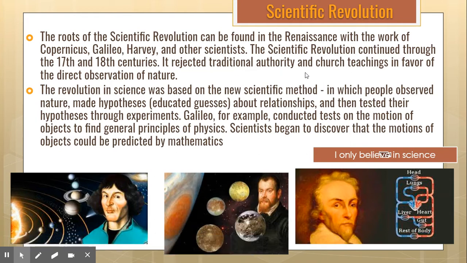So the scientific revolution continued through the 17th and 18th century. It rejected the traditional authority of the church teachings in favor of direct observation of nature. So believing in science rather than blind faith in what the church is teaching. So the revolution in science was based on the new scientific method, which is what you use in your science class, in which people observe nature.